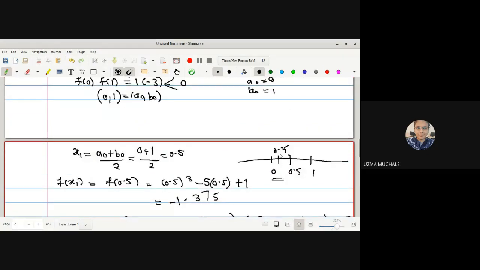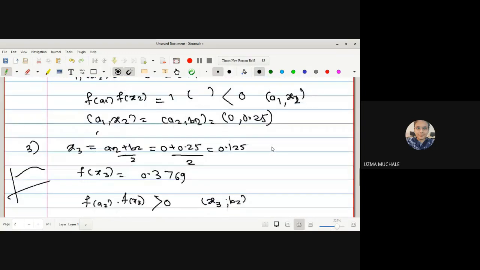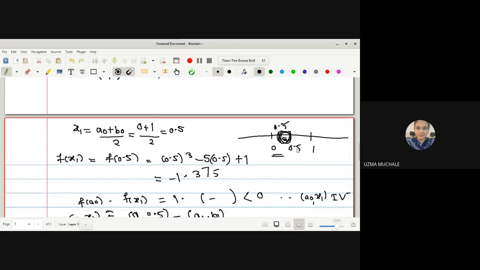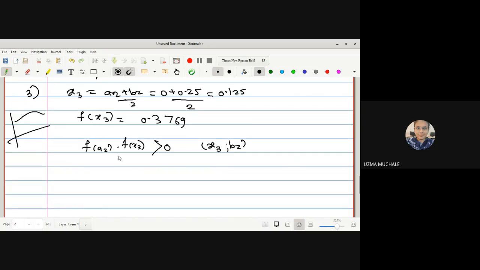Now what we say, the root lies in the next interval, that is nothing but x3 to b2. x3 is 0.125, b2 is 0.25. So now the root lies in this interval, 0.125 to 0.25. This is the next interval in which the root lies. Okay. Are you getting any problem for solving the example?